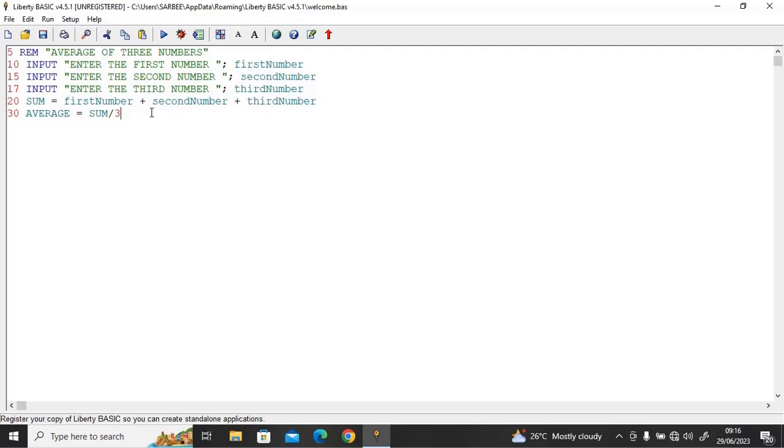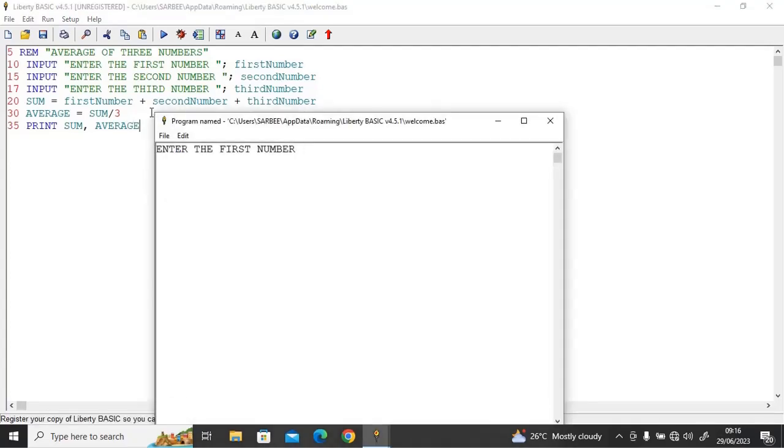Let me print it. So let me print the sum and the average, so you'll be able to see how everything works. Sum and average. No problem. So let's run this.